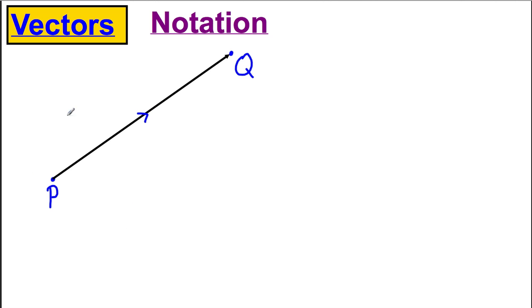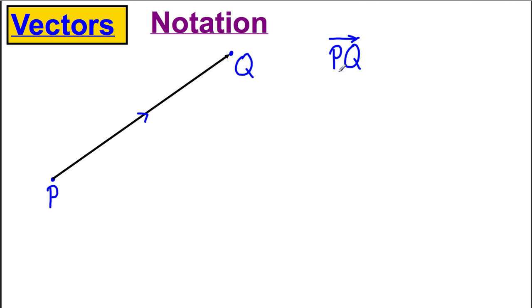Now, how do we describe getting from P to Q? Well, there are a couple of ways to do it, but here's the first one. We could write the vector as PQ with an arrow over it. Okay, that is telling us that we are going from P to Q. From this one to this one. That's a way of writing it. And that is a notation for vectors. So we can write it like that.